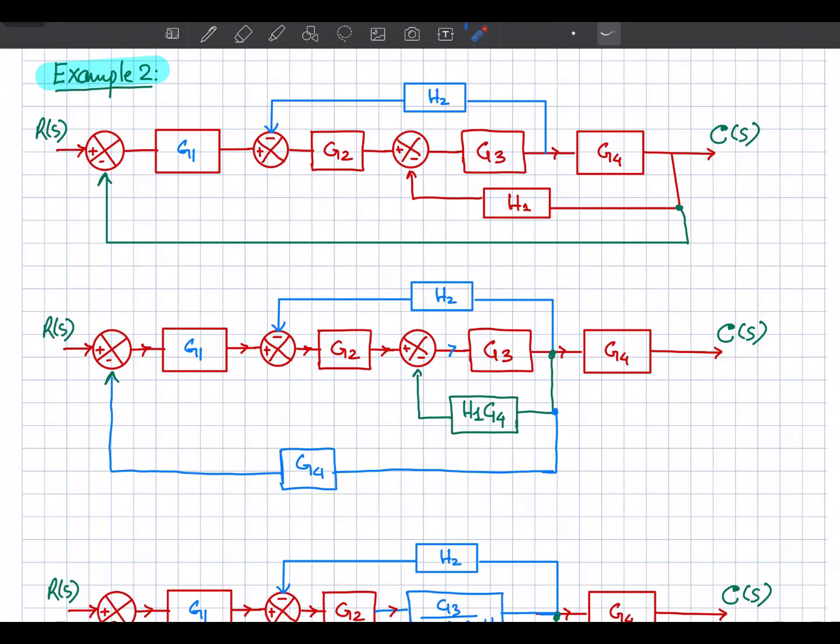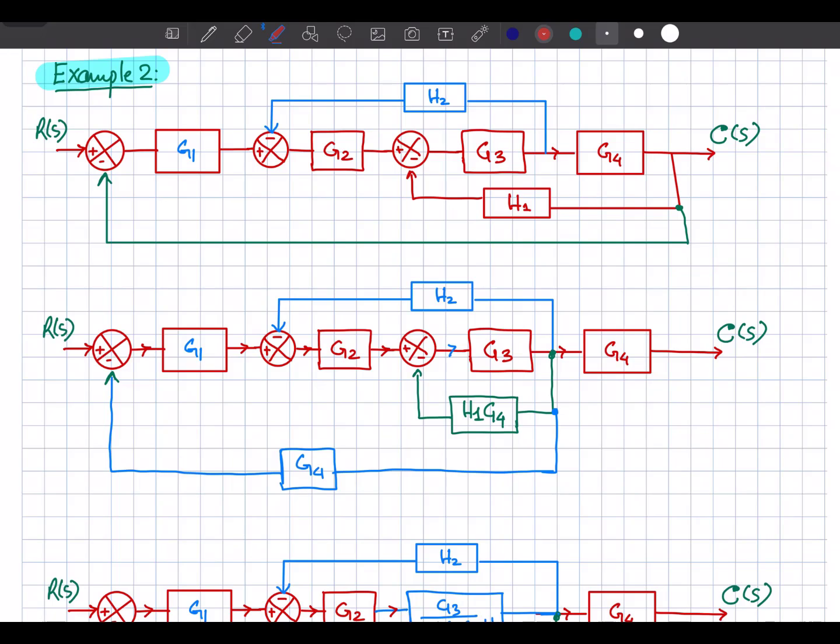Now let's look at this second example that is related to the control system block diagram reduction. A block diagram is given to us and we want to reduce it to a single transfer function. So we can apply all the basic rules for the block diagram reduction.